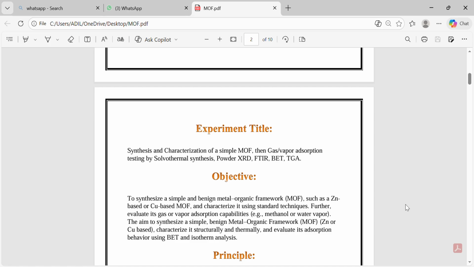Objectives. The goal is to create a safe, simple MOF using zinc or copper. We can examine the MOF's structures and properties with standard tools. Test how much gas or vapor the MOF can absorb using methods called BET and isothermal analysis.